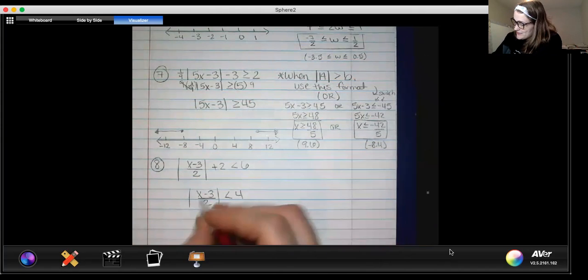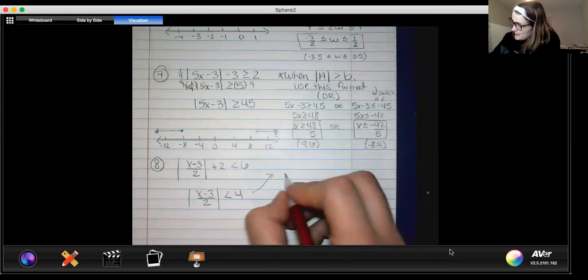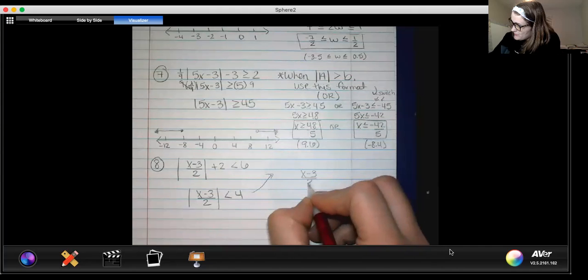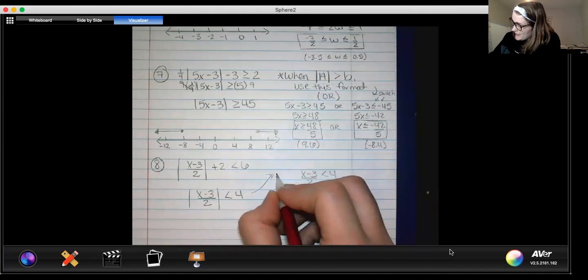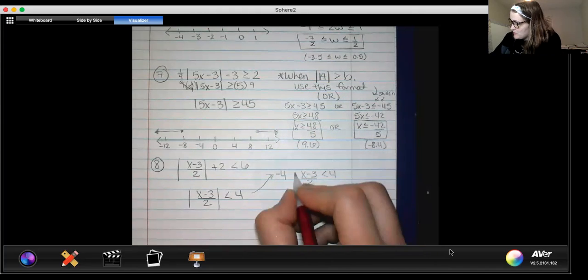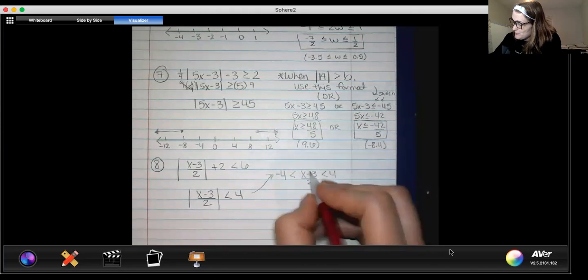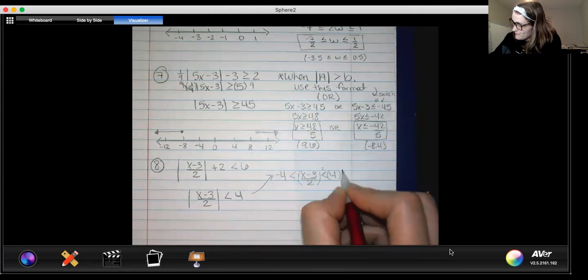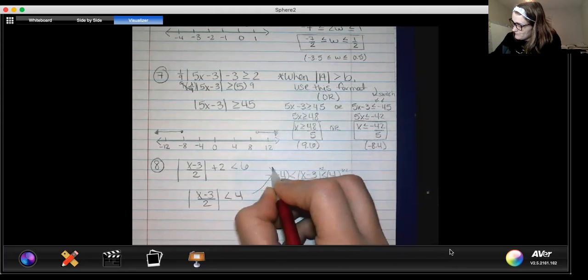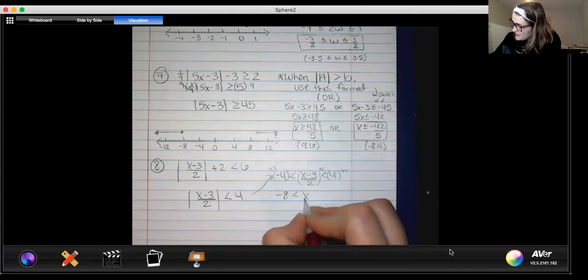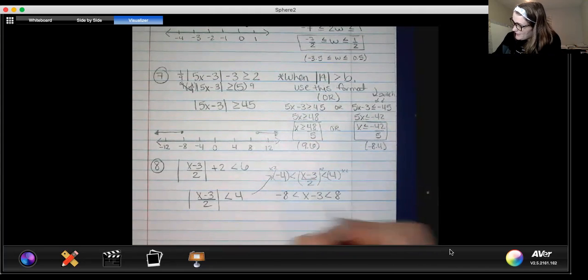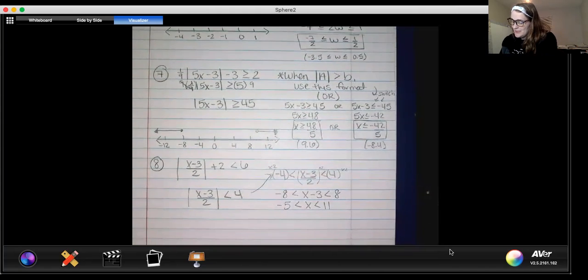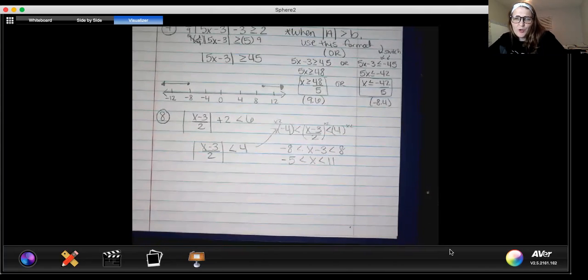So I'm going to transition this to be x minus 3 divided by 2 is less than 4. I'm going to write the answer as the opposite with the negative and use the same sign. The first thing I'm going to do is multiply everything by 2. Negative 8 is less than x minus 3, less than 8. Add the 3, and I get negative 5 is less than x, which is less than 11. Go ahead and choose what you want to go by. That's a larger chunk of numbers. Again, you can go by 2s, 4s, or 5s.